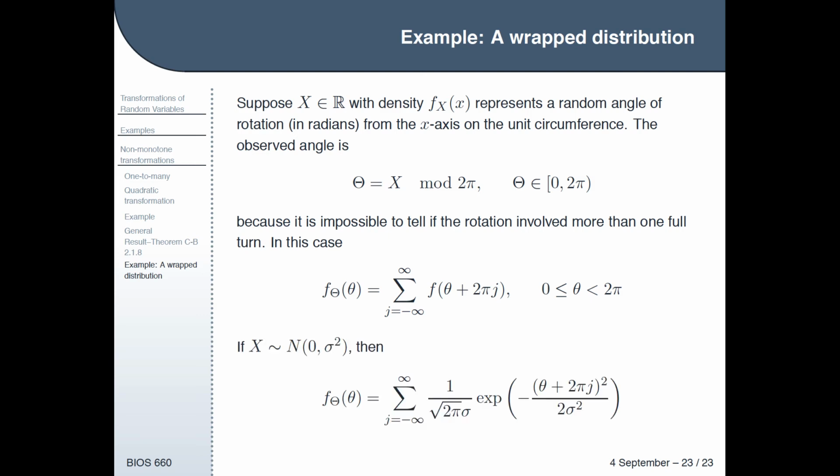So for instance, if x were normally distributed and all we observed was the normal distribution modulo 2 pi, then you could get the distribution of this crazy derived variable by taking the sum of a bunch of normal densities, each shifted by some multiple of 2 pi units to the left or to the right. And yeah, that's all I got.